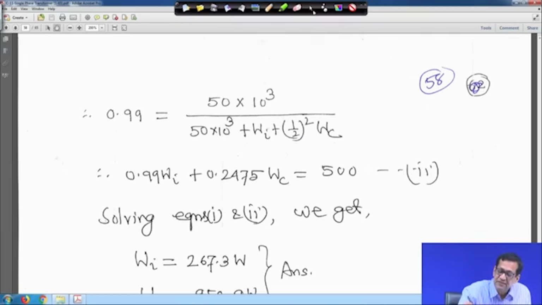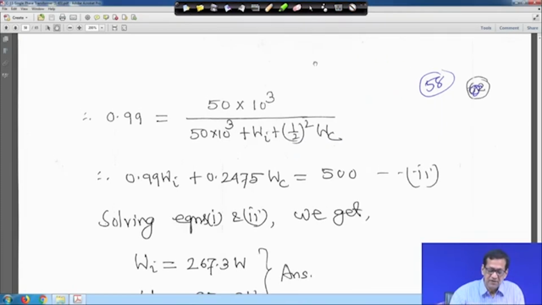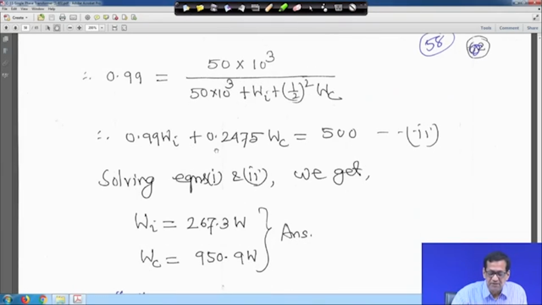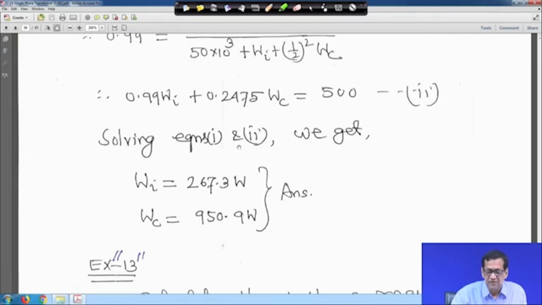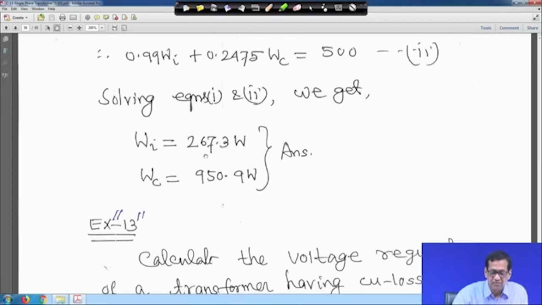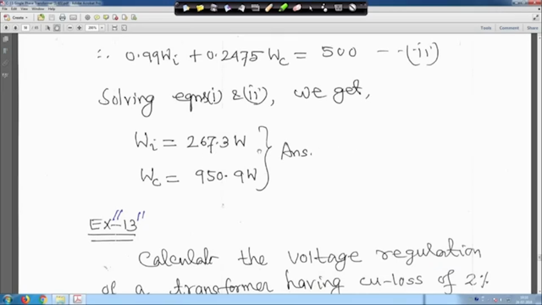Therefore, 0.99 Wi plus 0.2475 Wc is equal to 500, that is equation 2. So, solving equations 1 and 2 we get Wi is equal to 267.3 watt and Wc is equal to 950.9 watt. So, this is the iron loss and this is the copper loss, this is the answer.